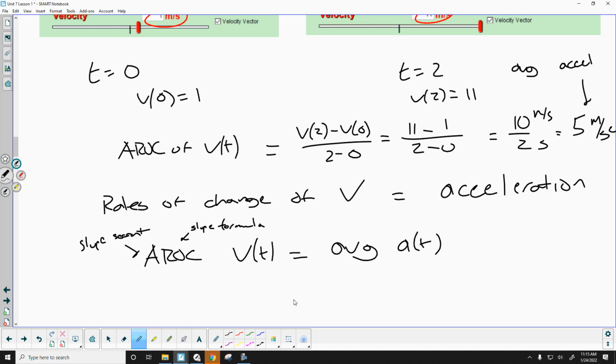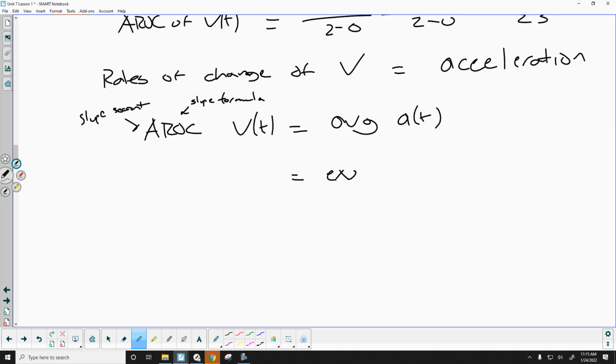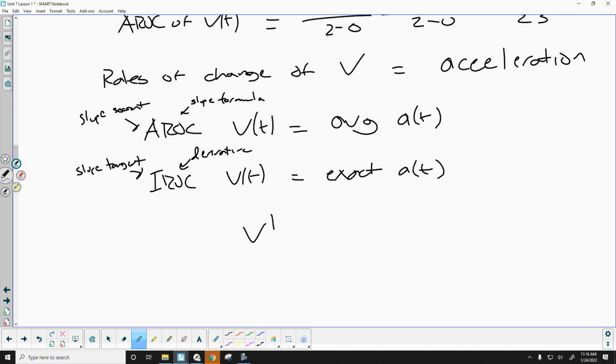What will give me an exact a, an instant a? The derivative of v. And then we're about to blow the doors open. The instantaneous rate of change of v will give us an exact a. An instantaneous rate of change is the slope of a tangent. How do we find that? We take the derivative. v prime equals a.